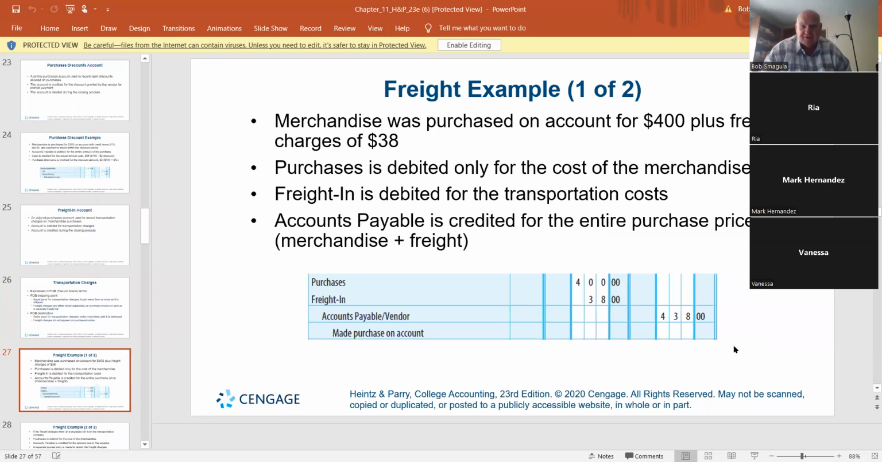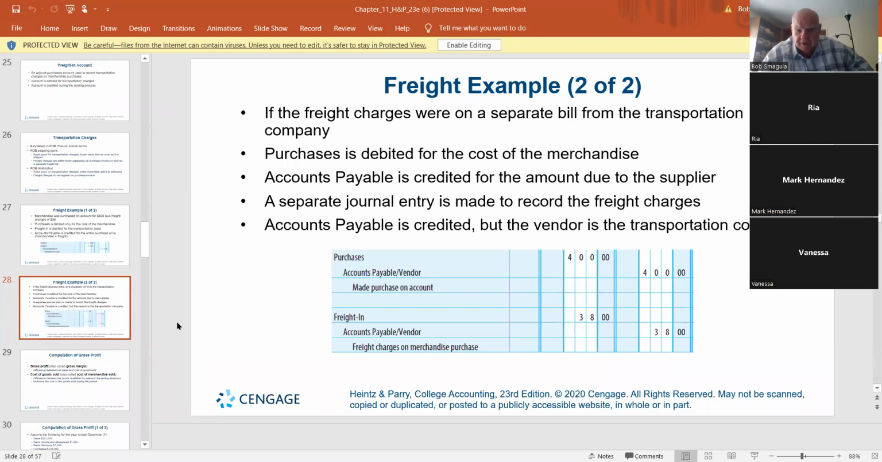Freight. Merchandise was purchased on account for $400 plus freight. So purchases is debited only for the cost of the merchandise. Just like sales is always credited just for the selling price of the merchandise, okay? Purchases, sales, the same exact thing. Freight in is debited for the transportation costs. So we debit purchases for 400. We have to pay the freight bill. Accounts payable for 38, okay?